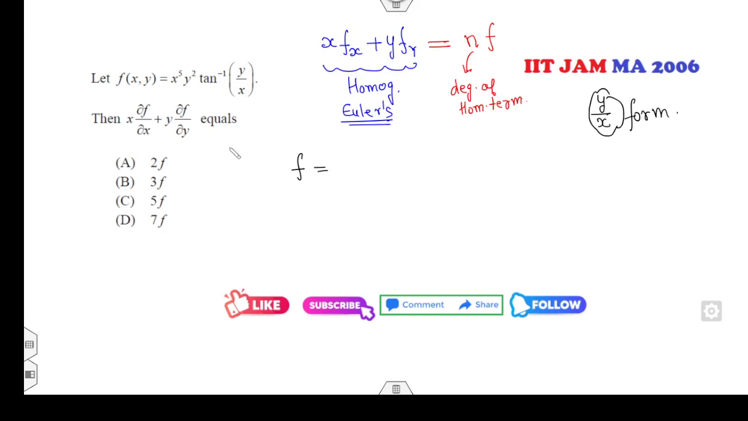If you look at f, I need an x square here because it is y square, so I can multiply and divide by x square. So it is y square over x square, tan inverse y over x. So what is the degree? Degree is 7 because this is homogeneous. It is of the form y over x, its power is 7. Answer is 7. F is the correct answer.